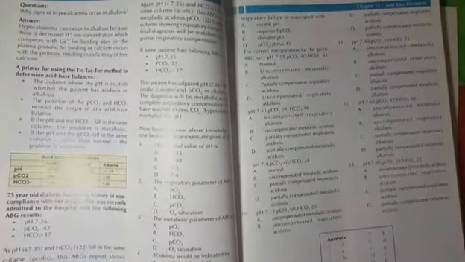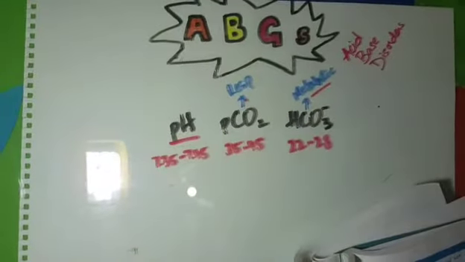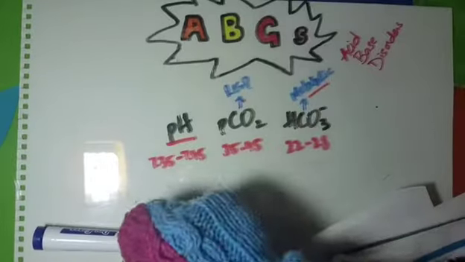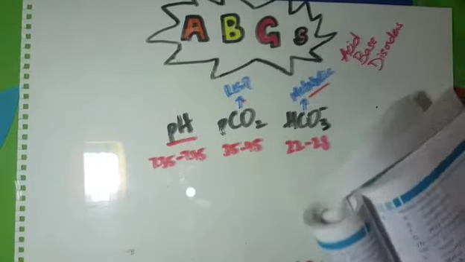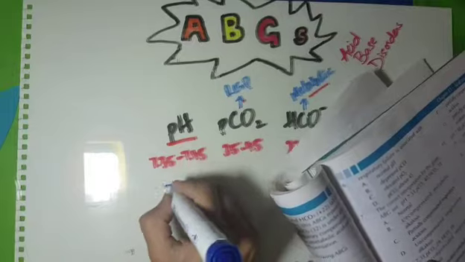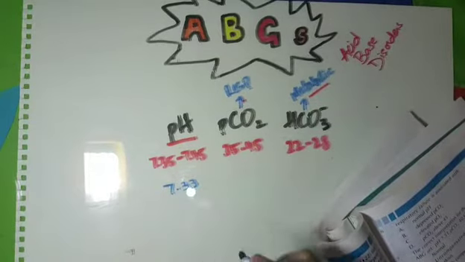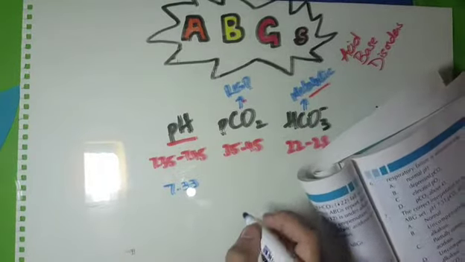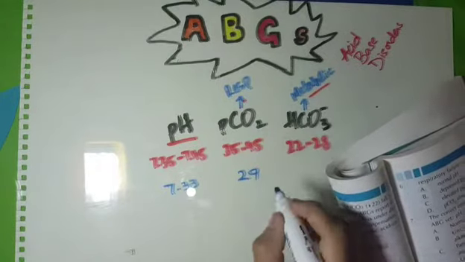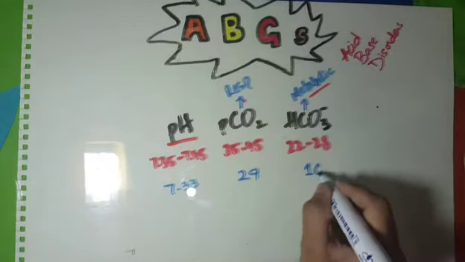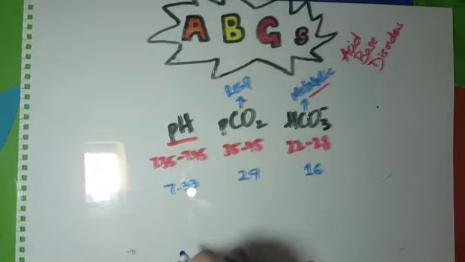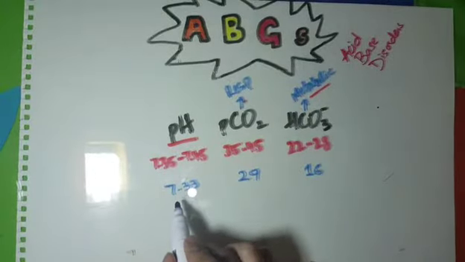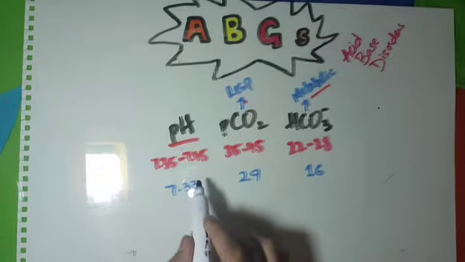Select an example from 1 to 13. Which one do you want to do? 8. Okay, number 8. So I'm going to tell you: pH is 7.33. Partial pressure of carbon dioxide is 29. And bicarbs 16.